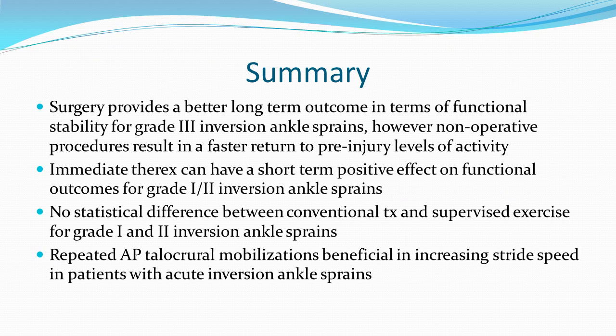So in summary, surgery provides a better long-term outcome in terms of functional stability for grade 3 inversion sprains. However, non-operative procedures result in a faster return to pre-injury levels of activity. Immediate therapeutic exercise can have a short-term positive effect on functional outcomes for grade 1 and 2 inversion ankle sprains. There is no statistical difference between conventional treatment and supervised exercise for grade 1 and 2. And lastly, repeated anterior-posterior talocrural mobilizations may be beneficial in increasing stride speed in patients with acute inversion ankle sprains.